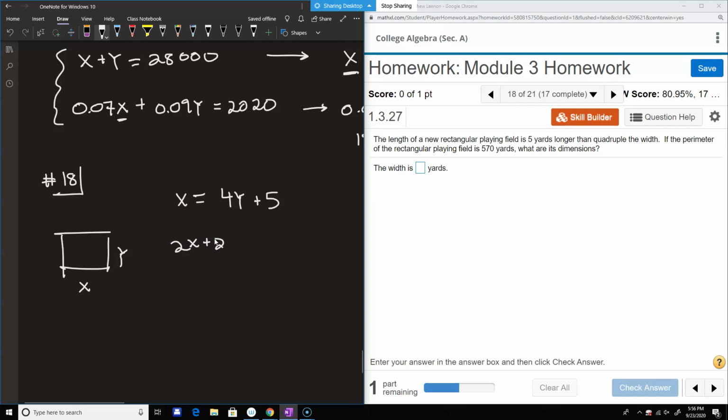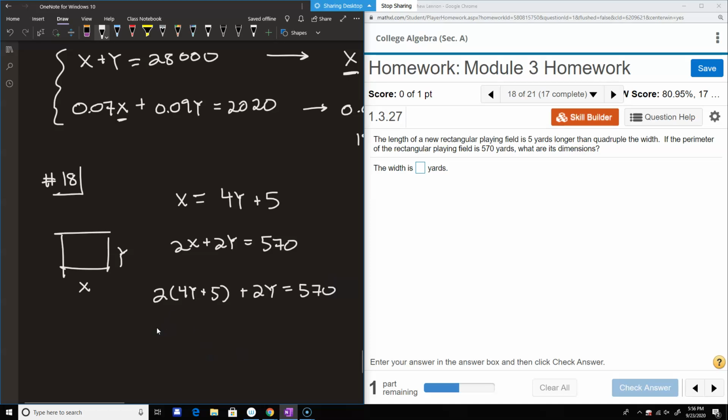2x plus 2y should equal 570. So again, we can just replace x in the second equation with this 4y plus 5 in parentheses. So we have 2 times (4y plus 5) plus 2y equals 570. See, so all of these word problems just reduce to one of these linear equations with some parentheses in it.